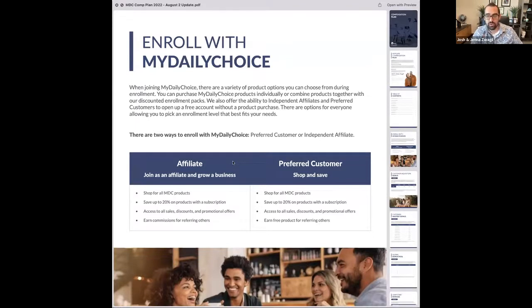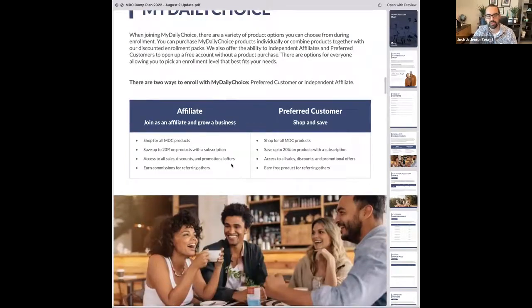All of the tech is free. Being an affiliate is free. There's no website fee. There's no enrollment fee. And same for becoming a customer. So both an affiliate and a customer can join for free. They can shop. An affiliate can share the business and earn commissions for referring others. Customers can earn free product for referring others. And that's the main difference between the two user types in My Daily Choice.